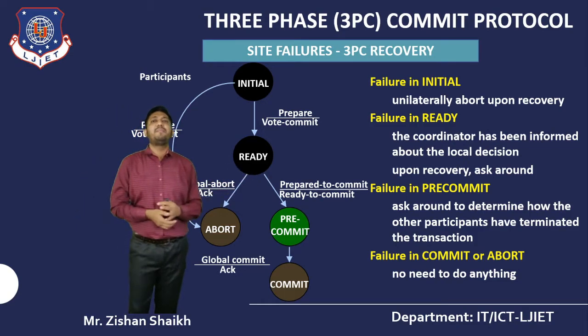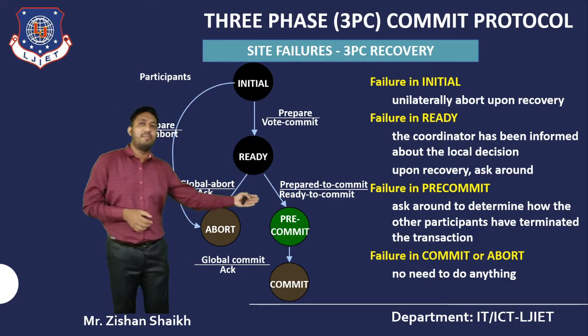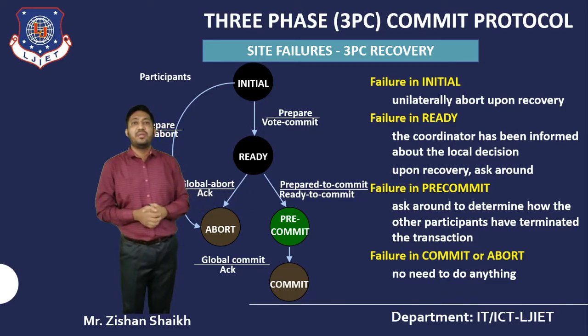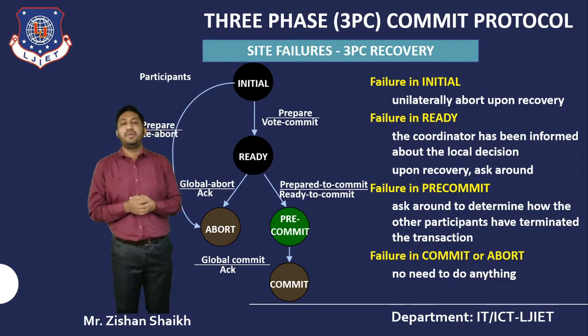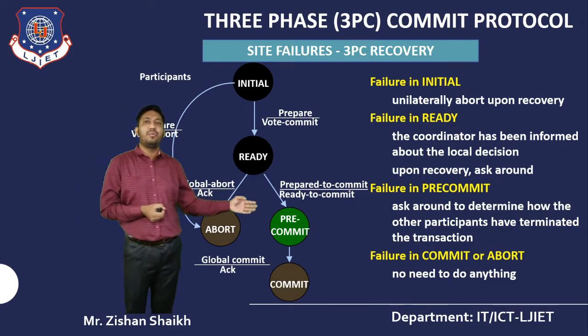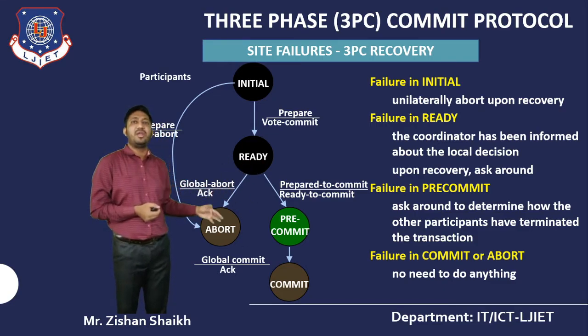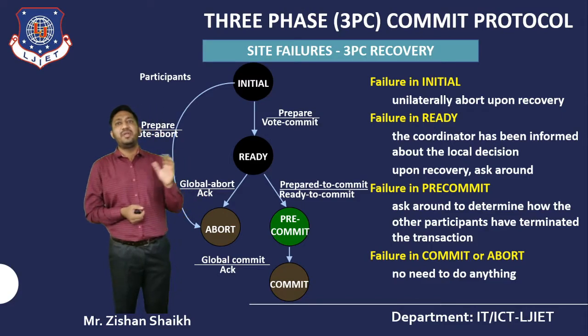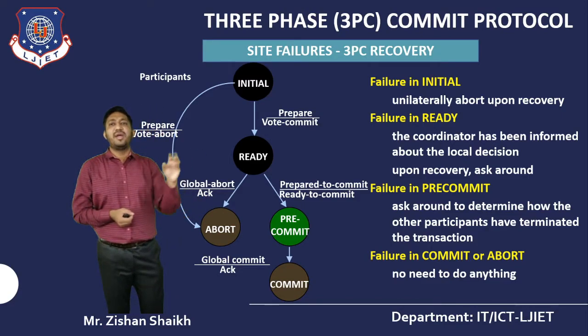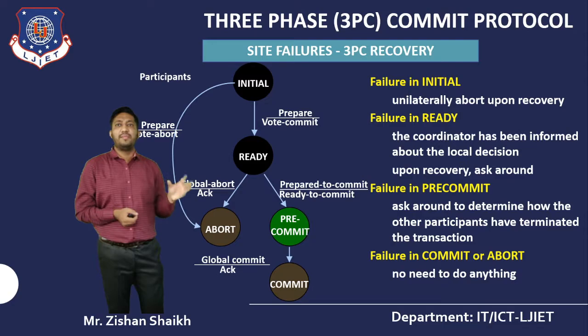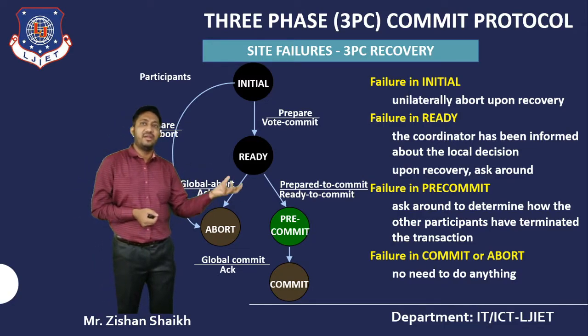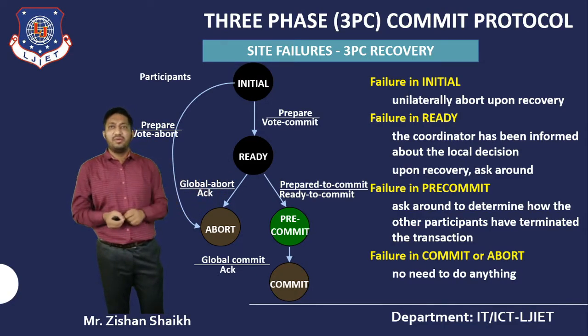Next one is failure in the pre-commit state. If we are talking about pre-commit recovery, then it asks around to determine how the other participants have terminated. When we are talking about the pre-commit state, it checks the particular neighbor: what is the condition of the neighbor, whether they are pre-committed or pre-aborted. According to that, it will take the decision to terminate or get the data from the coordinator.